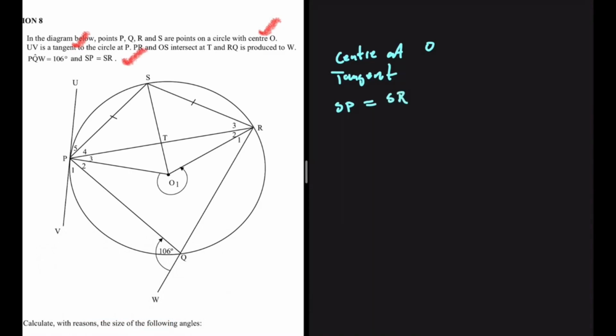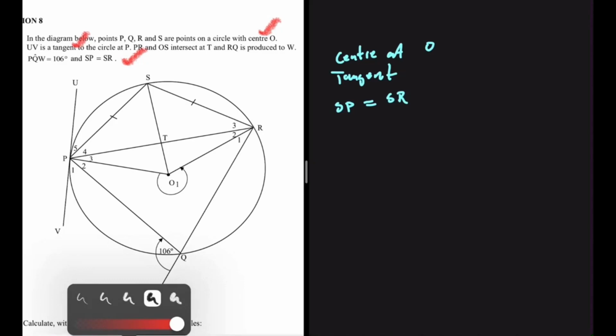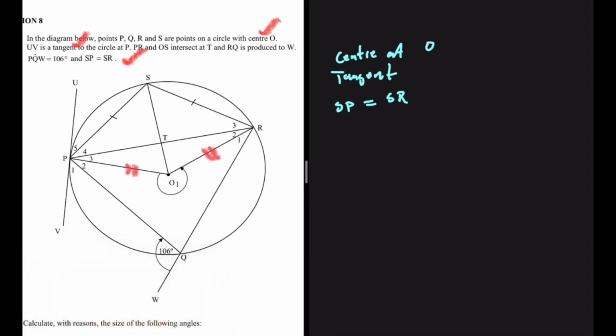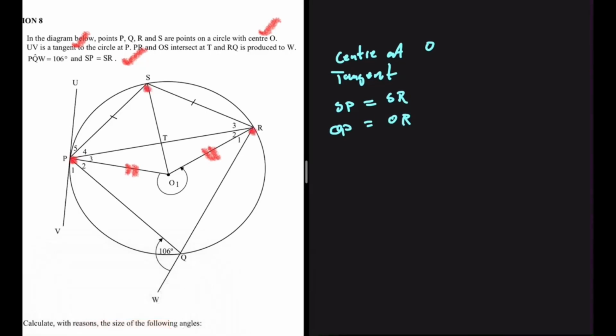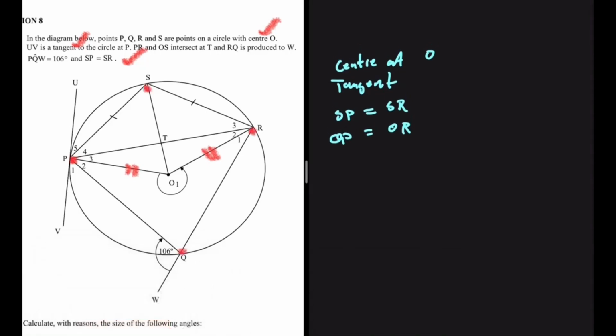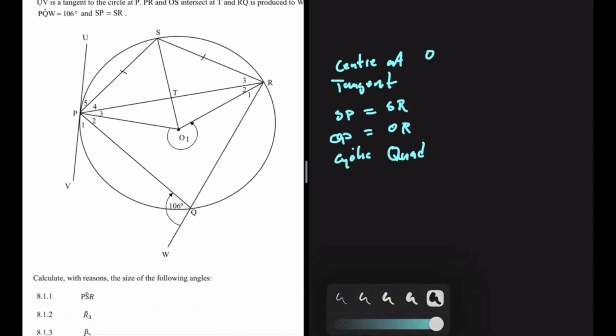If you look at your diagram, you're gonna realize also that OP is equals to OR because they are radiuses. So OP is equals to OR. Look at the vertices of PSRQ. They lie on the circumference of the circle. So we have a cyclic quad. This is all we needed to answer all the questions that are gonna follow. Let's look at 8.1.1. The question is saying, let's determine, given reasons, the size of angle PSR.